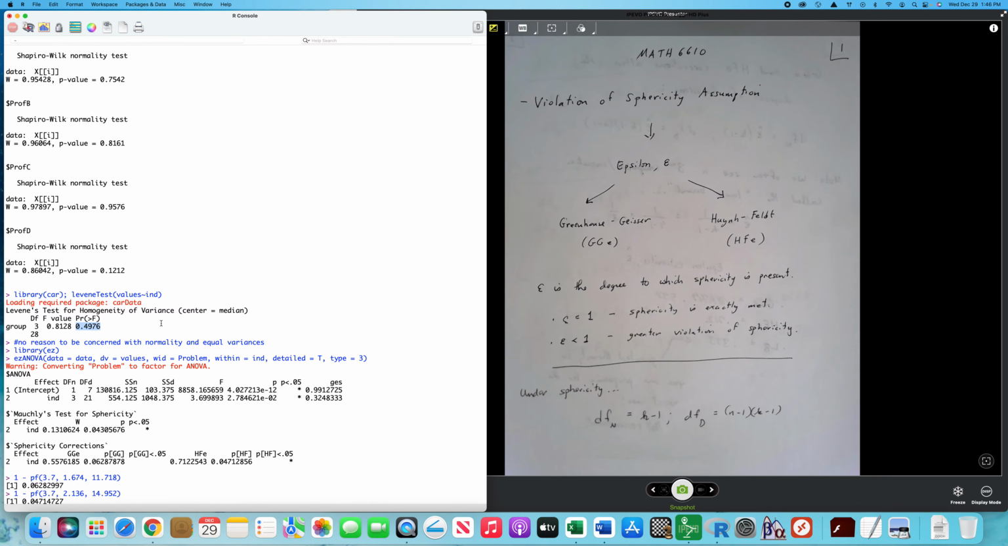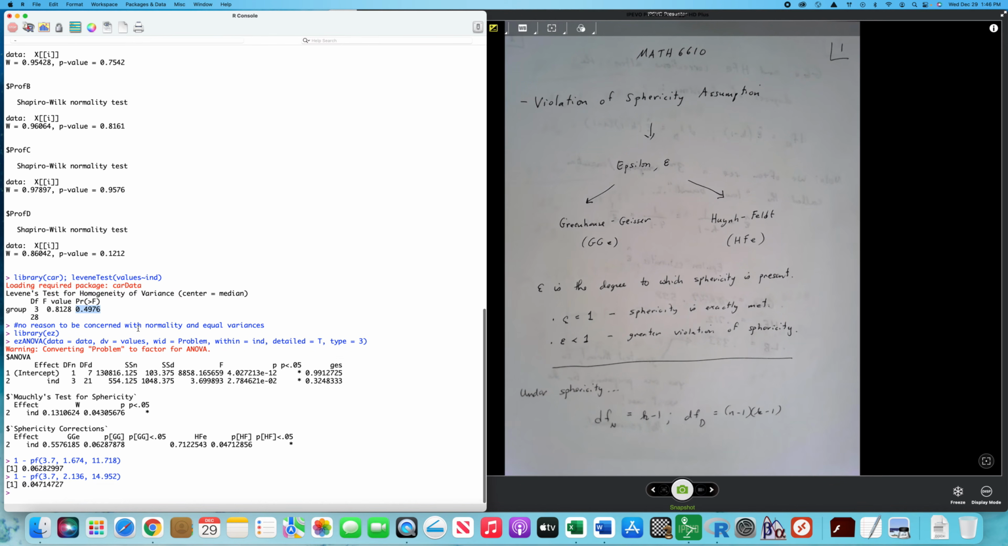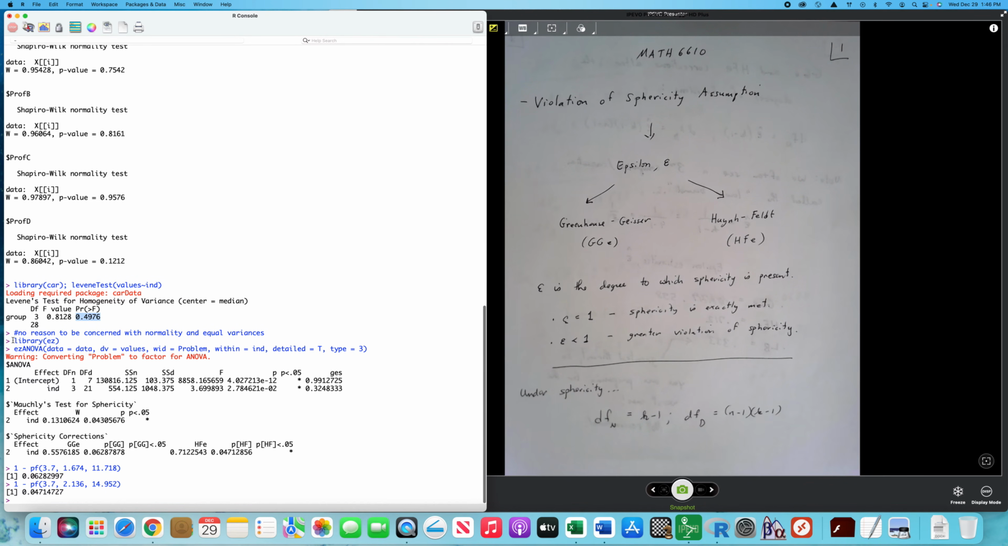Now, those 2 assumptions are specific to the ANOVA part. When we transition into the special type of ANOVA called repeated measures ANOVA, then we also have to test for sphericity. So that's what I'm doing here. I think the easiest way to do this is just to install the package or access the library ez, and then use the ezANOVA command. All right, so there's a warning there, it's converted problems to a factor, which is fine.